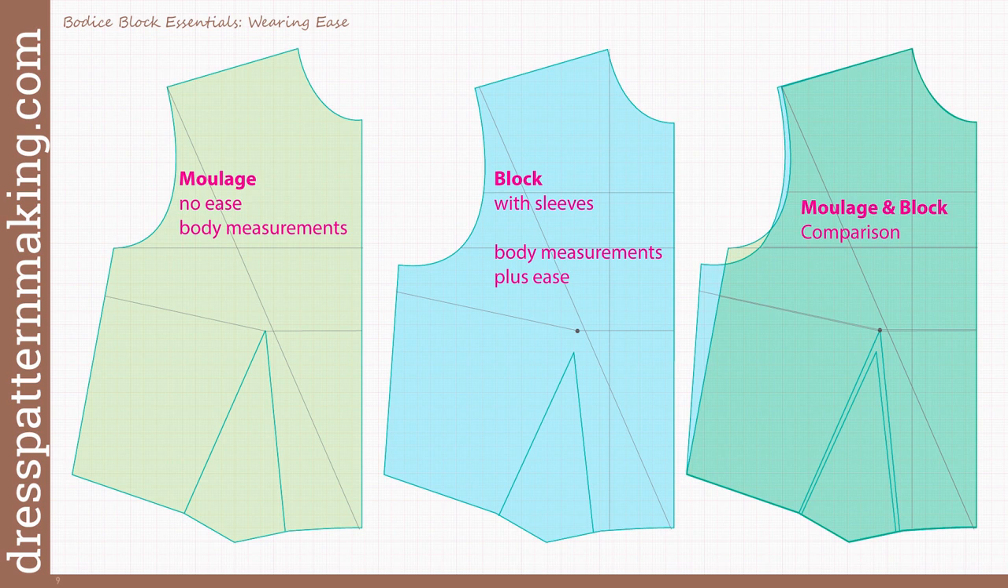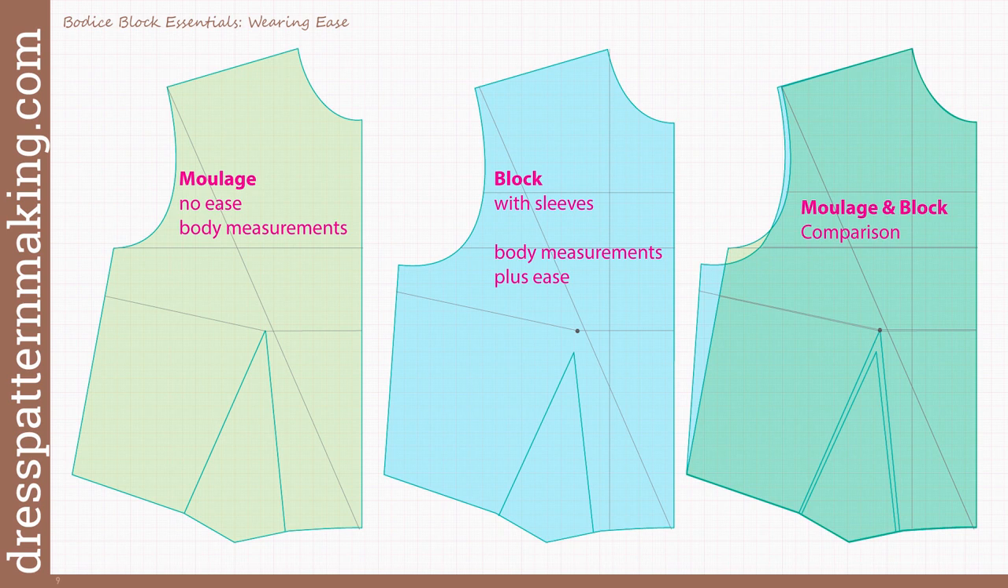Now on the left is the moulage, which is the block without any ease. In the middle is the basic bodice block with ease. Now the basic bodice block is drafted to be used with sleeves. If you want to make a sleeveless garment, you reduce the ease and raise the armhole.